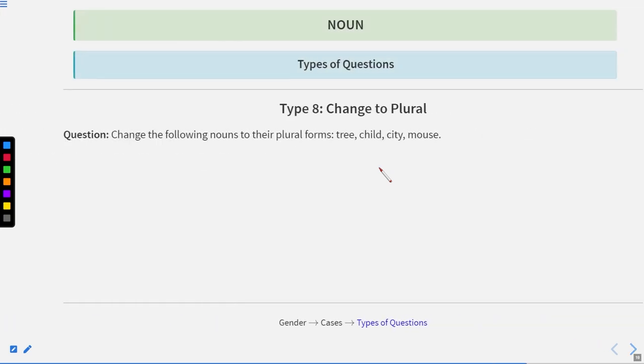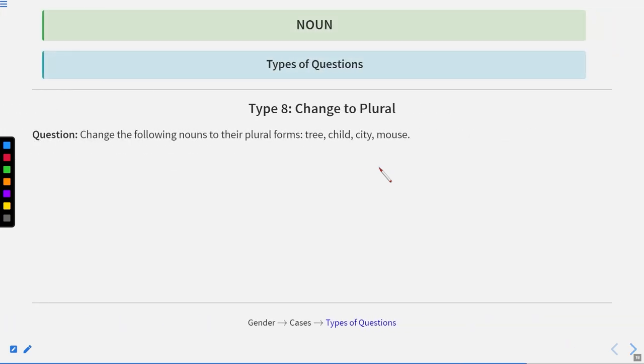But you will be given a sentence in which some word is underlined, and you will be asked about the gender or the case of that particular word. Change the following nouns into their plural forms. For tree we use trees, for child we use children, city cities, and mouse mice. These are the plurals of these words.